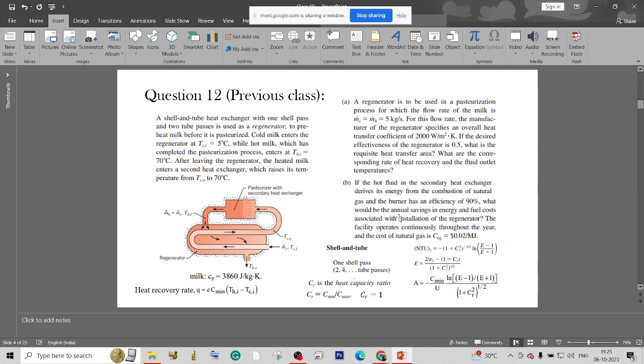So cold milk enters at 5 degrees Celsius, while hot milk, which has completed the pasteurization, is re-entering as the hot fluid. So that is the hot fluid, and the hot fluid inlet temperature is 70 degrees Celsius.